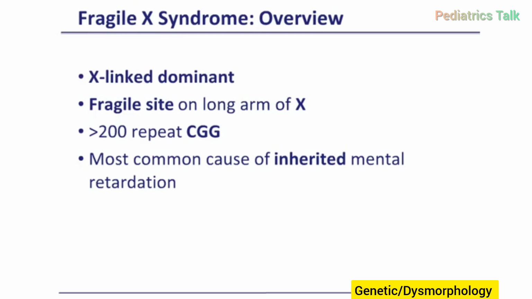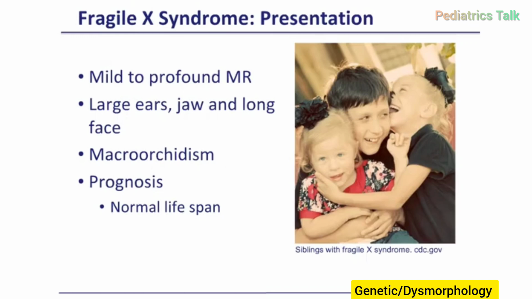X-linked dominant. Fragile X, because these people can reproduce, there is no problem with that whatsoever, is the most common cause of inherited mental retardation on a worldwide basis. The presentation of Fragile X syndrome is anywhere from mild to profound mental retardation.